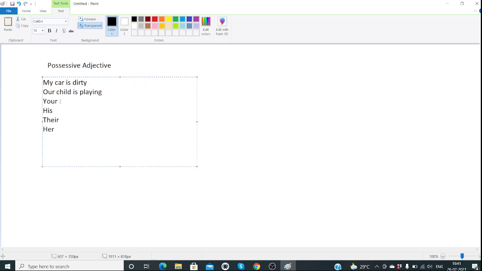But what happens, many people think we have to follow this. Our looks like plural, so they put our child are, or our problem are. Here we have to see the noun, not follow the possessive adjective. The auxiliary verb or helping verb, or singular and plural, whatever you call it, happens according to the noun, not according to the possessive adjective, right? So if I write our children, then I'll use are. But when I write child, I have to write is, not child are, right?